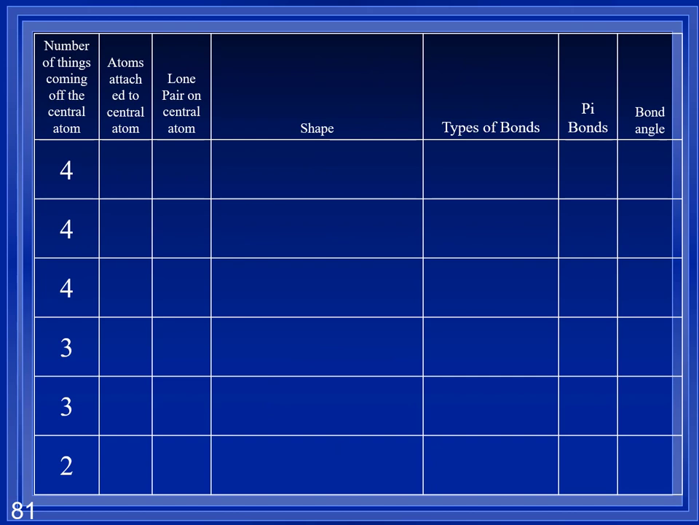So here's me with that table. All right. So the possibility, the number of things coming off the central atom. We only worry about what's in the middle. The only two types of things that could come off the central atom would be atoms and lone pairs. So the first two columns have to add up to the first. And there's a possibility of having 4 atoms and no lone pair.